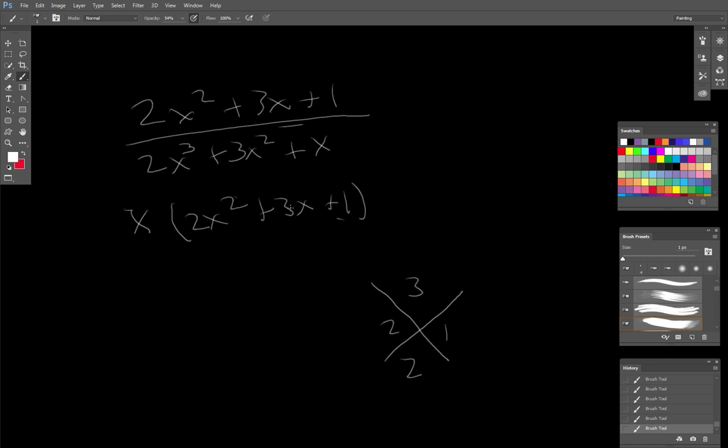Okay, so this part right here and this top part right here, you may notice that they're the exact same. So, one thing we could simply do is technically cross these out. But what I'm going to do is rewrite the whole thing factored. So that's going to be 2x plus 1, then times x plus 1, all over x times 2x plus 1 times x plus 1. Now, because it's a fraction, like terms cancel out.